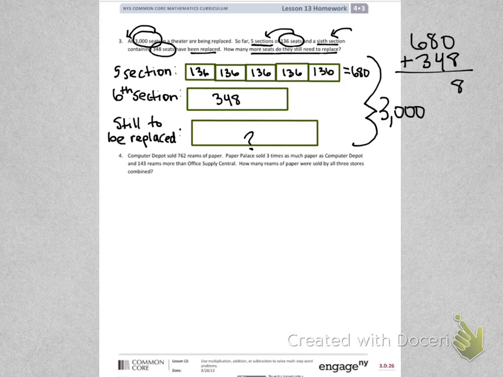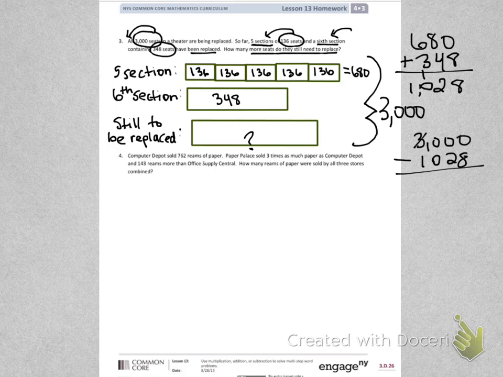So 0 plus 8 is 8. 8 plus 4 makes 12. 6 plus 3 is 9. Plus 1 more makes 10. So 1,028 have been replaced so far. We want 3,000 replaced all together. So I need to take my 3,000 that I want all together and subtract off what I've already replaced so I can figure out how many I still need to do.